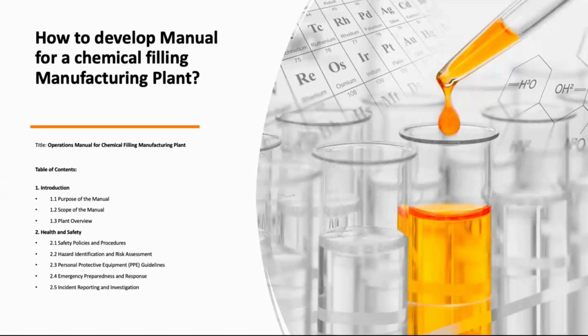In 2.2, hazard identification and risk assessment, you will explain what hazard identification and risk assessment procedure your organization is already practicing. 2.3, personal protective equipment guidelines. And if there are some guidelines regarding the personal protective equipment in your company, then you will briefly explain these types of details here in the 2.3 section.